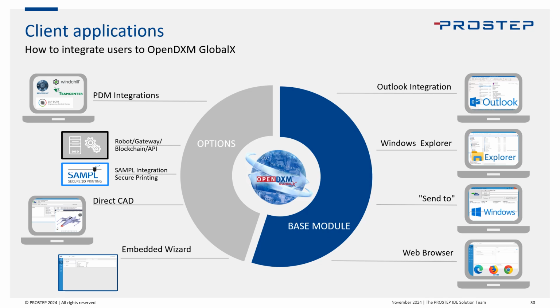We also offer a robot, gateway, and blockchain and other APIs. These are automations and integrations that you can then use with GlobalX. We have a sample integration that's specific for 3D printing licenses for instances of prints that's blockchain enabled. We have a direct CAD integration that you can use to send data directly from a CAD, and also an embedded wizard that you can embed into other applications. So depending on what your needs are, you can use this framework for integrating into other interfaces at your enterprise.